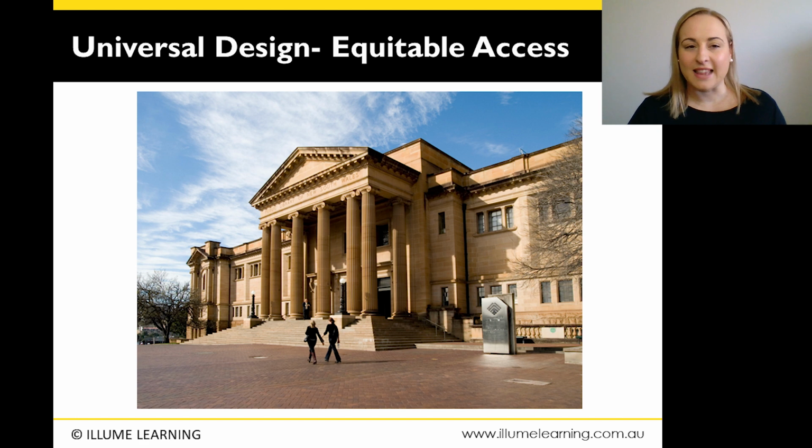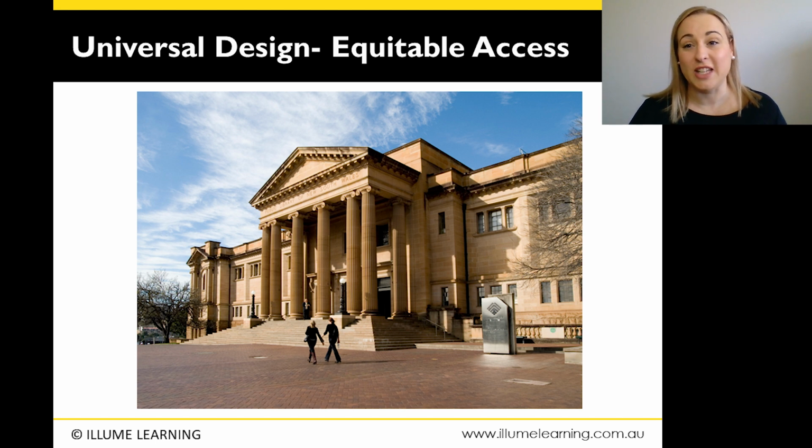If we look at this idea of universal design and making access equitable, we know that there are lots of different buildings in our country. This one, for example, on the screen is the State Library of New South Wales. These buildings were built quite a long time ago, before equitable access was a requirement and a consideration. And so many of these buildings and spaces are not accessible to almost a quarter of our population.